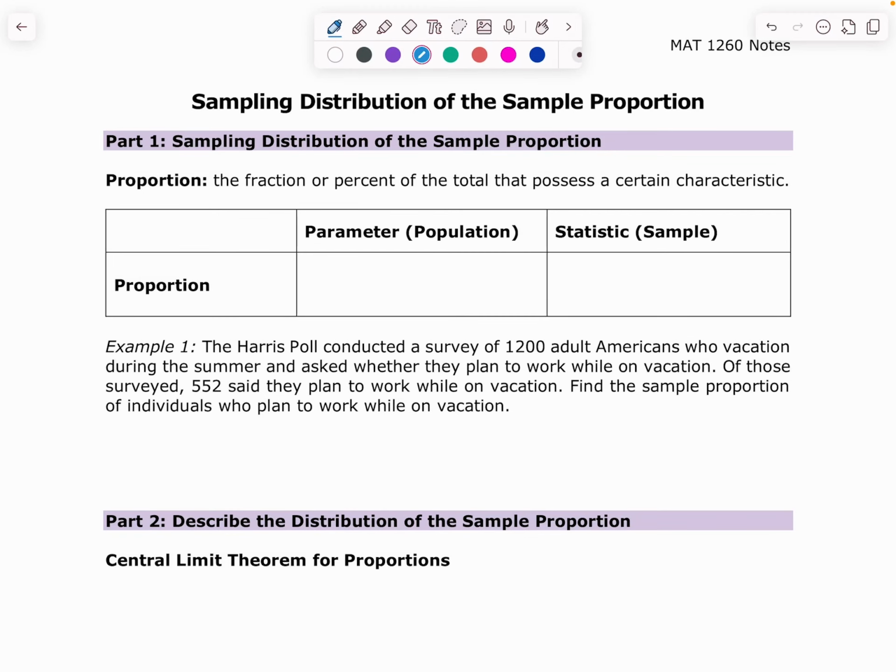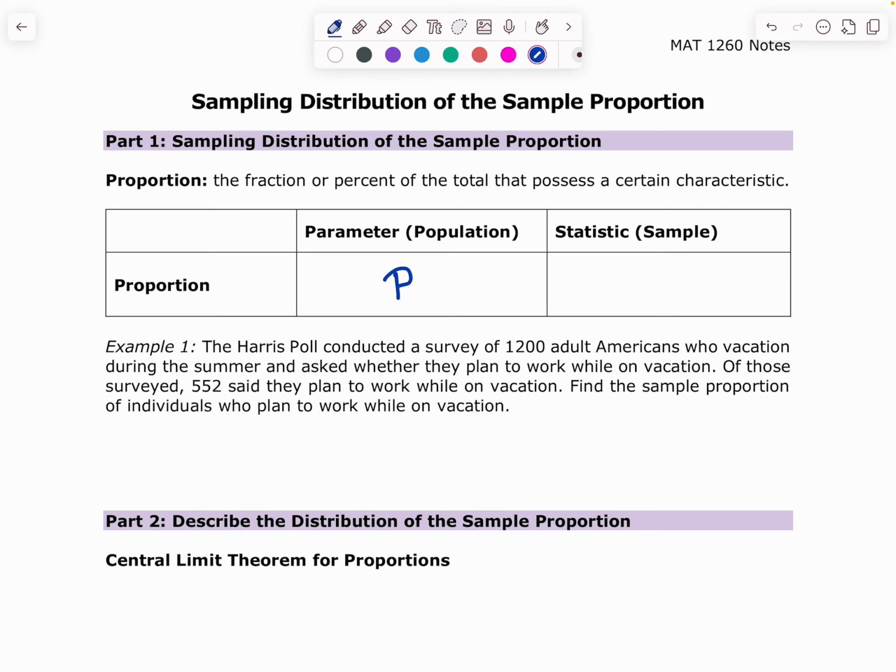All right, now we're going to take a look at another type of sampling distribution. This is the sampling distribution of the sample proportion. So a proportion is a fraction or percent of the total that possess a certain characteristic. We have two different symbols that we can use to represent a proportion. For the population, the symbol that we use is a lowercase p.